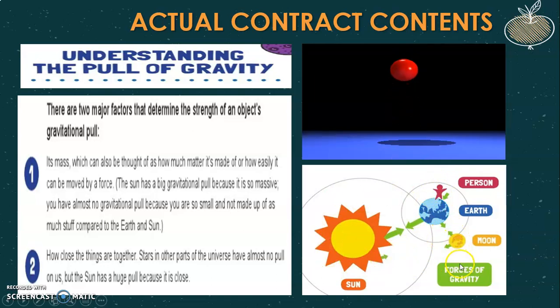We are very small compared to the earth, and much more if we are compared to sun. And see the moon. These are the forces of gravity. The weight of the person would be the same on earth and on the moon, but when it comes to its mass, it would be different, okay? This is understanding the pull of gravity.